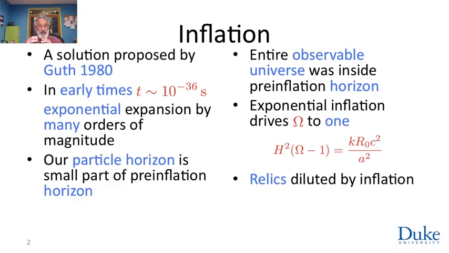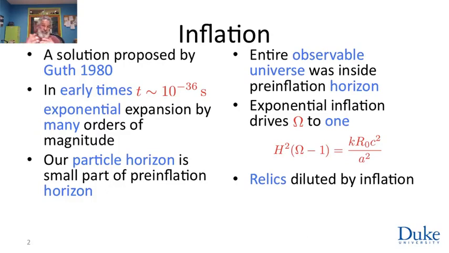So an exponential expansion during which the scale factor grew by a factor of 10 to the 50. What does that mean? Remember, in exponential expansion, one's event horizon continually shrinks, and so our particle horizon, what we can see after that expansion, is a small fraction of what was then one particle horizon. The entire observable universe was some tiny little fraction of one region that was the pre-inflation horizon. So that solves the horizon problem.